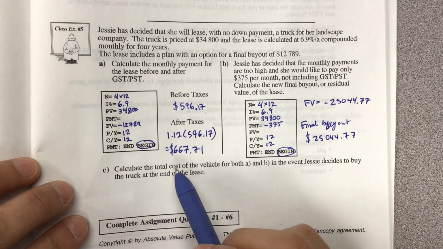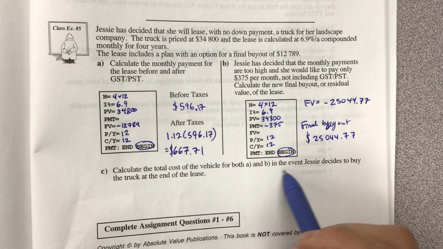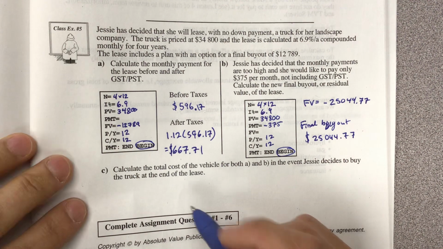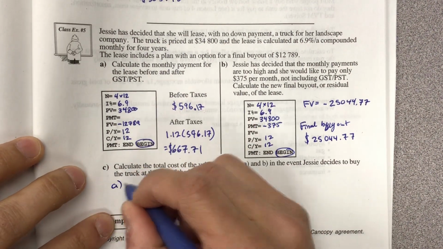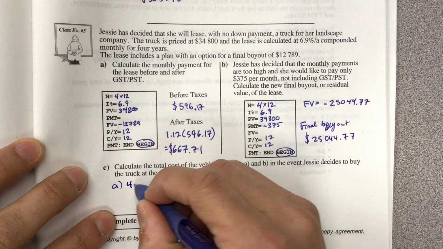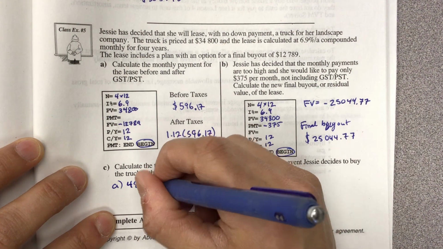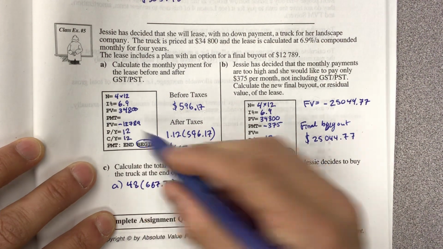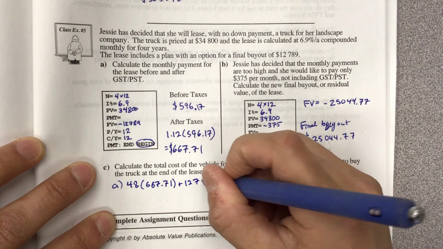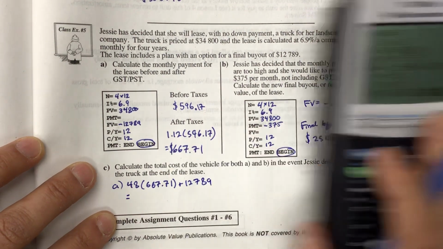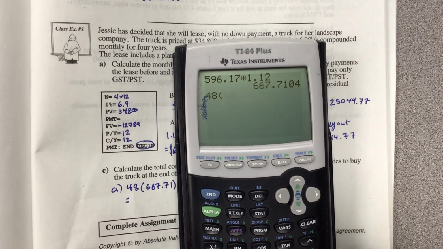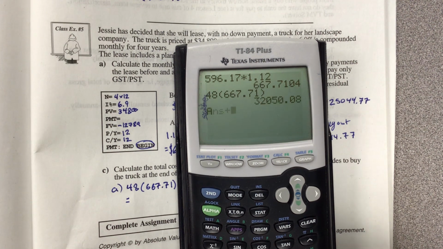Now we want to calculate the total cost of the vehicle for both A and B in the event Jessie decides to buy the truck at the end of the lease. All right, so let's see. Option A here, if she were to buy, that's going to be 48 payments of $667.71 plus the final buyout price, $12,789. So 48 times 667.71 plus 12,789.